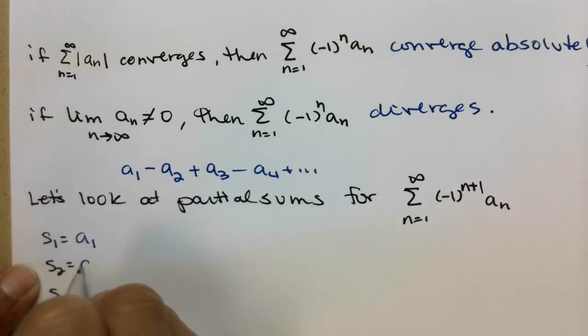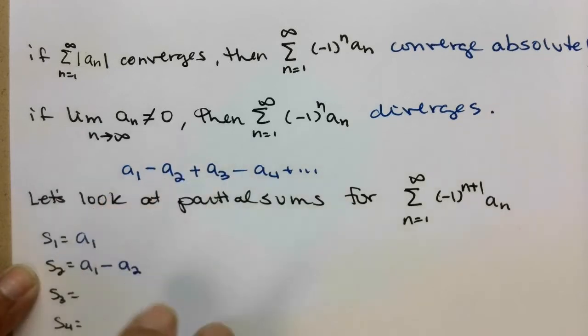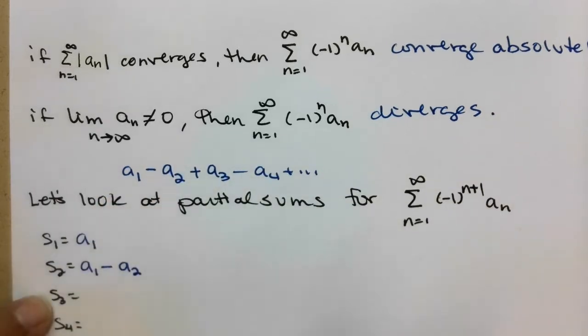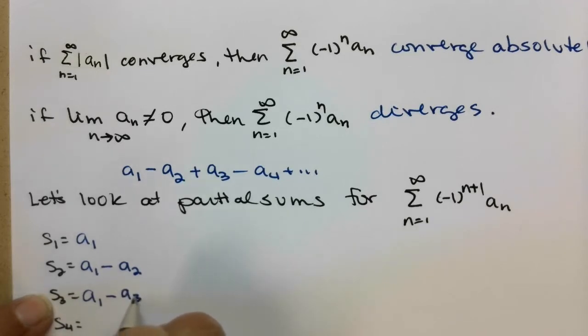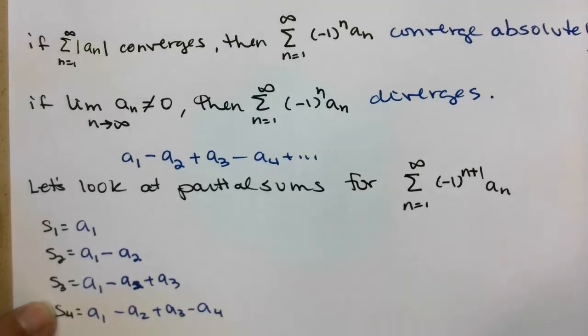Your next partial sum, a sub 1 minus a sub 2, you add the first two together. Okay. S sub 3, you just add those first three terms together. That was supposed to be s sub 2 plus a sub 3. Okay. A sub 1 minus a sub 2 plus a sub 3 minus a sub 4. Okay, so you can see we're kind of bouncing back and forth.